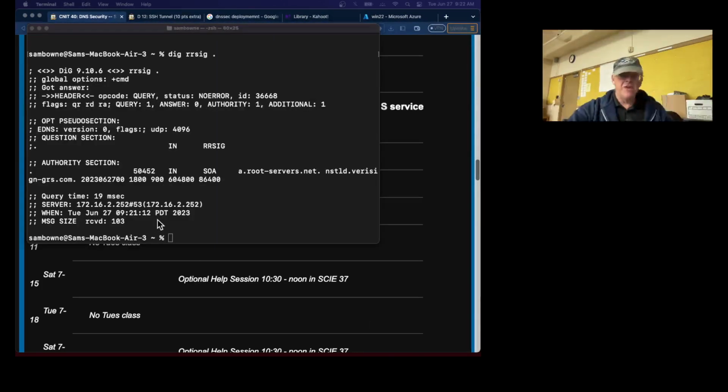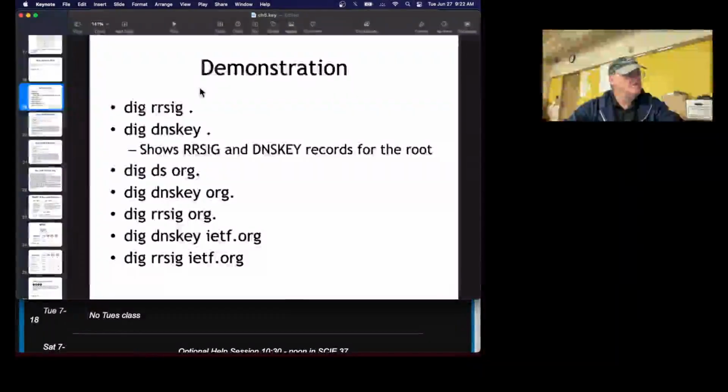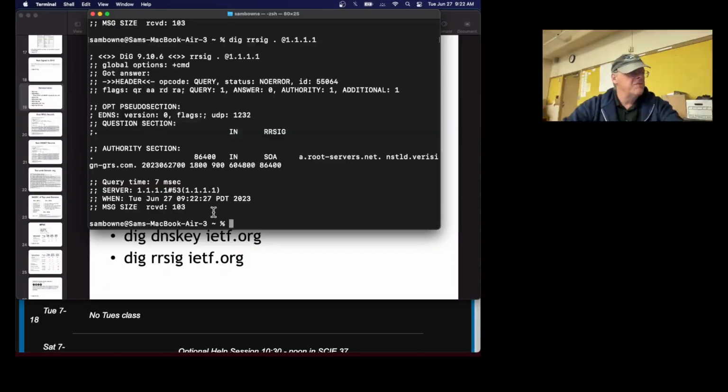So now let's see if I can do this dig. And I still can't do the dig. All right, it worked earlier, but for some reason it's not working now. What if I redirect this at a different server? Nope, all right. Well, I may abandon this demonstration. Very strange. It worked before class, but now it's not working.